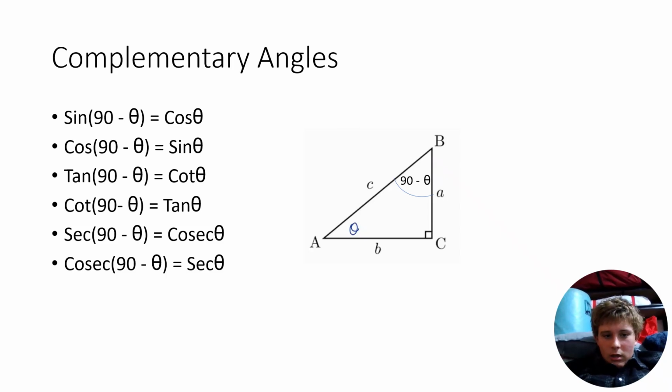So let's start with the cos. Cos theta is going to equal b on c, and then sine of 90 minus theta. We start at that angle, then we go across to b, the opposite side, and then c. So it also equals b on c. That's how we know that they're the same.